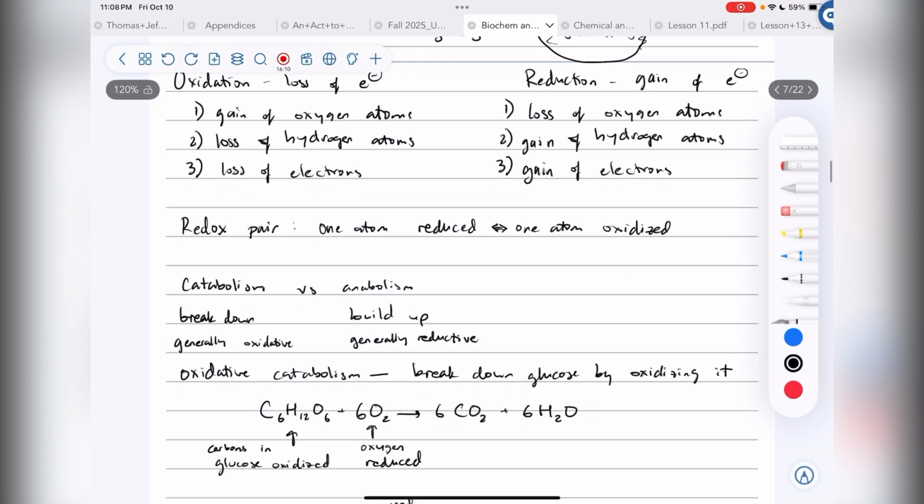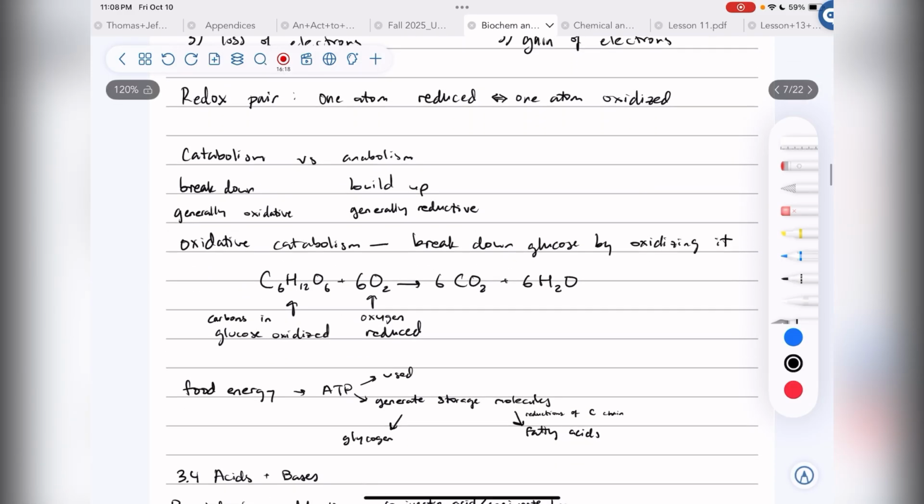A redox pair, you know about this. Obviously, if something loses an electron, something else has to pick it up. So one atom's reduced and one atom's oxidized. They always come in pairs.